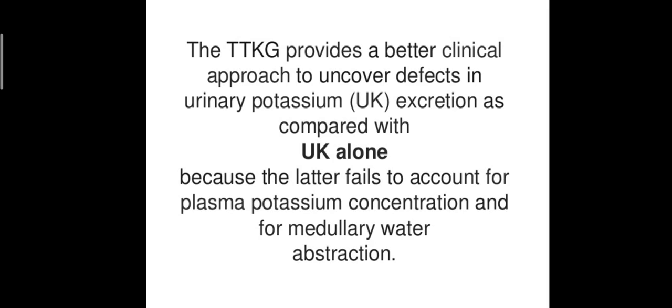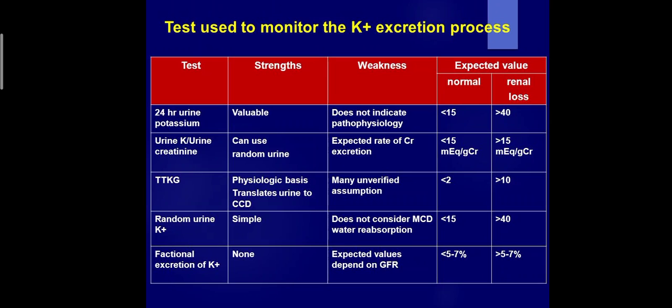Even though there are a lot of tests like 24-hour urine potassium, urine creatinine, random urine potassium, and fractional excretion of potassium, doing, for example, a 24-hour potassium excretion will take time. Nowadays we don't do this, and it does not indicate the pathophysiology as well. It's a very weak test. So most commonly we do a test called the TTKG, and you should know the basics and how to do the test.